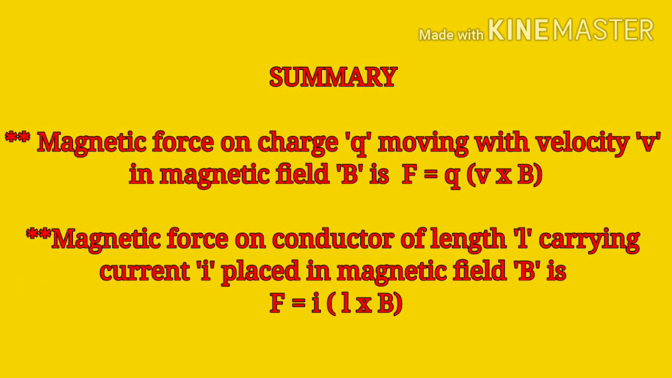Thus we have studied that the magnetic force on charge Q moving with velocity v in magnetic field B is F equal to Q into V cross B, and the magnetic force on a conductor of length L carrying current I placed in a magnetic field is I into L cross B.